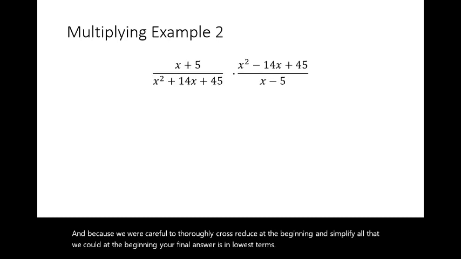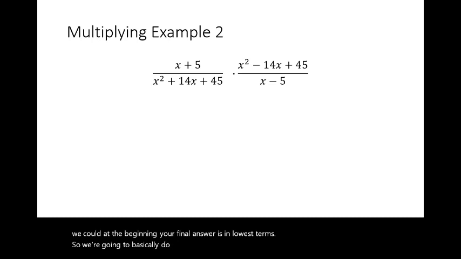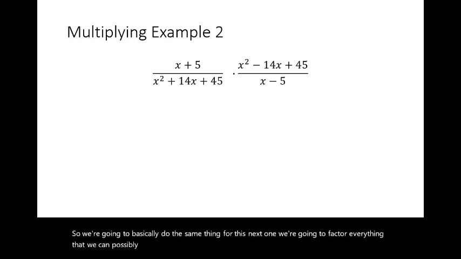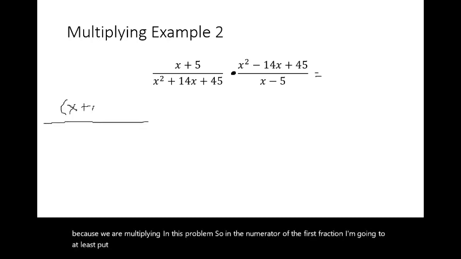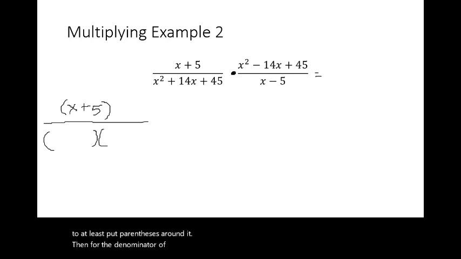So we're going to basically do the same thing for this next one. We're going to factor everything that we can possibly factor, and then we're going to cross-reduce, and we can cross-reduce because we are multiplying in this problem. So in the numerator of the first fraction, I'm going to at least put parentheses around it. Then for the denominator of the first fraction, since this is a 1x squared, there's going to be an x here and an x here.